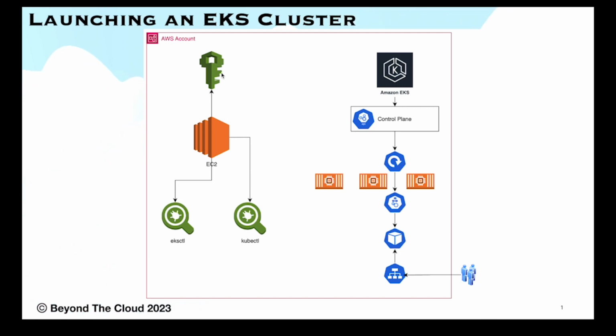So with that user, we will configure AWS on this EC2 instance, and from there we will install eksctl and kubectl. What eksctl is and what kubectl is, we will go through in our next slides, and from that we will provision one Amazon EKS cluster. So what is an EKS cluster? That also we will describe in the next slide.